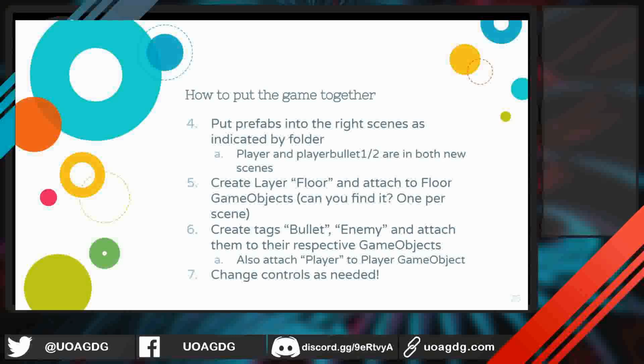In order to fully work, you need to create a layer underneath Edit, Project Settings. Then click Layers, or Tags and Layers. Then you also want to create tags, bullet, enemy, and attach them to your respective game objects. You can also change the controls under Input Manager.